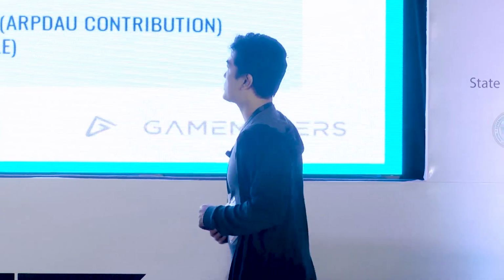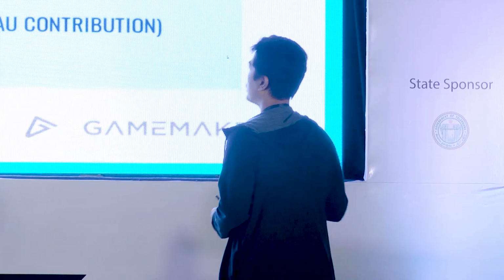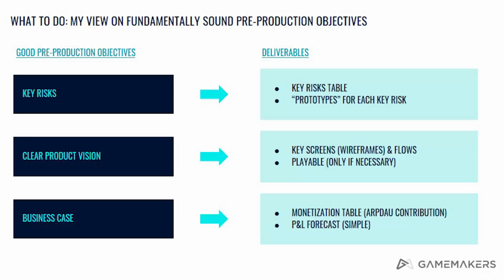And so from my perspective, good pre-production objectives, in my opinion, are these 3 things. The first is an understanding of key risks, right? And the deliverables against key risks is something that I call a key risk table, which I'll talk about, and then creating prototypes against each of your key risks.